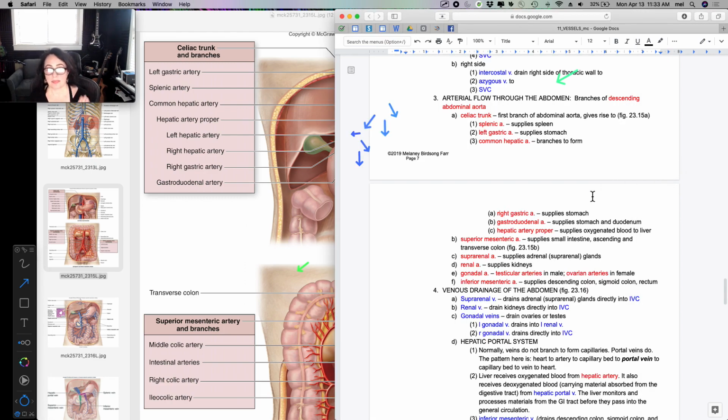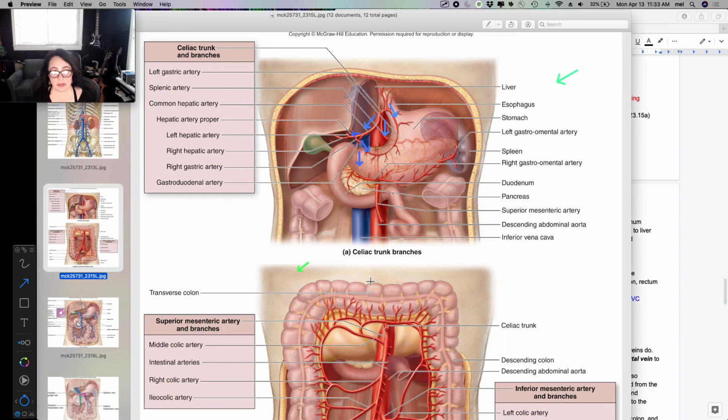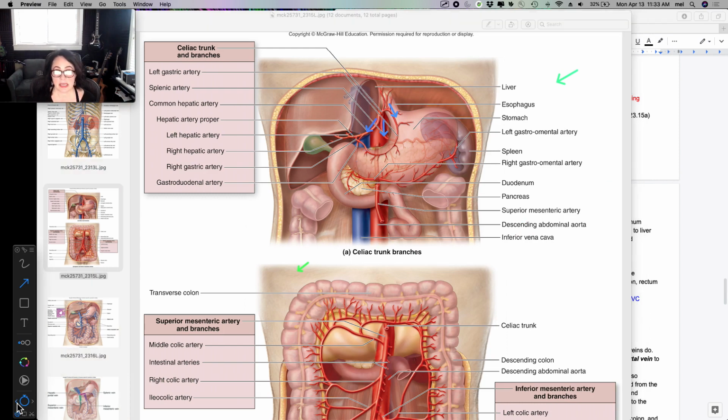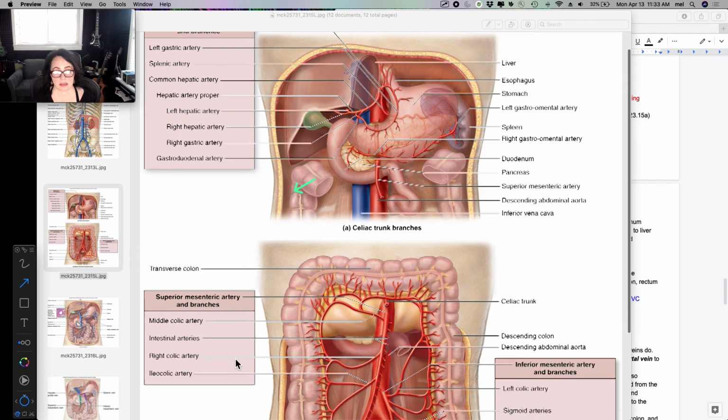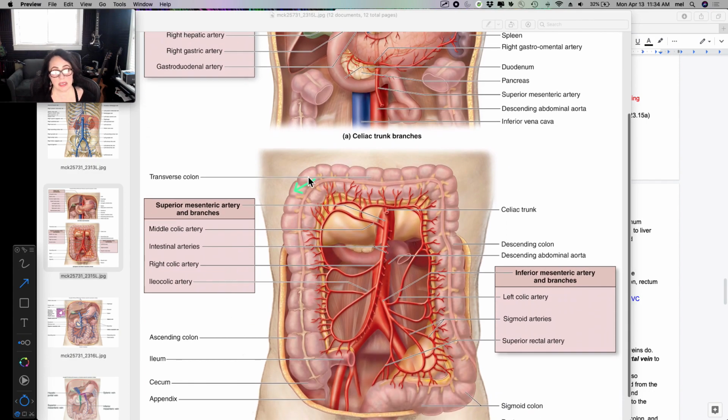so then let's get blood supply to the rest of the guts. Okay, and the rest of the guts come from here. So now, all right, so let's show you what you're looking at here.